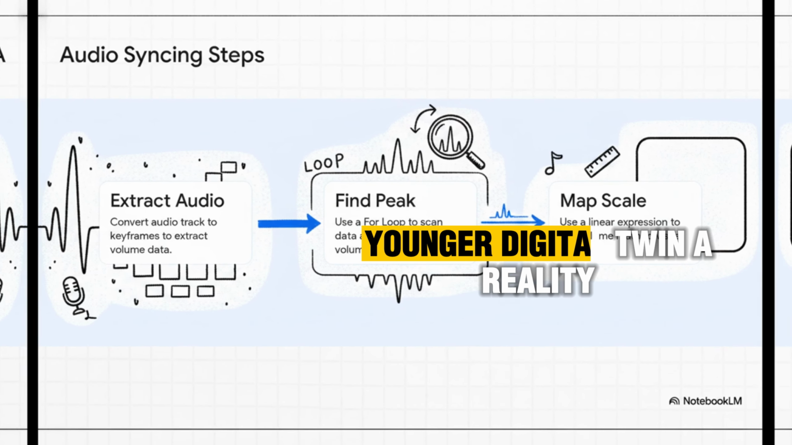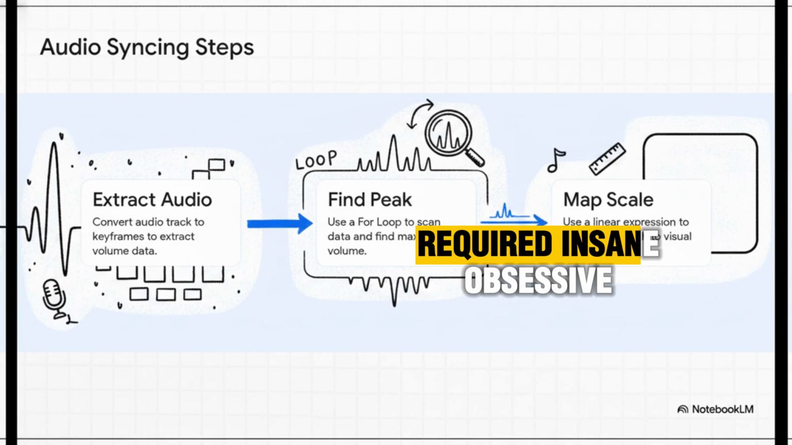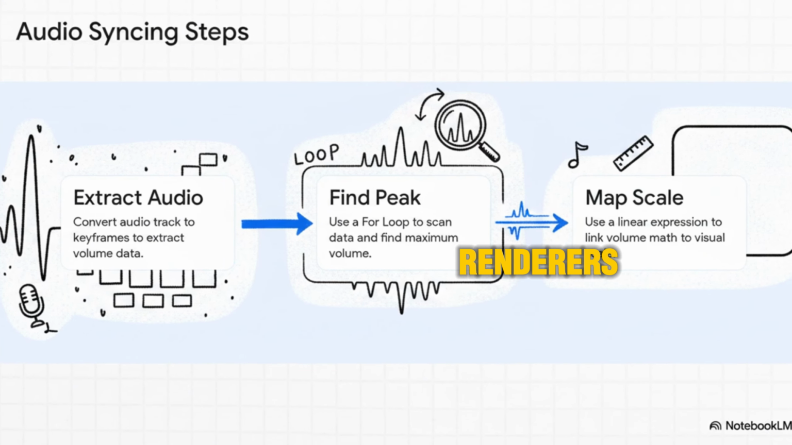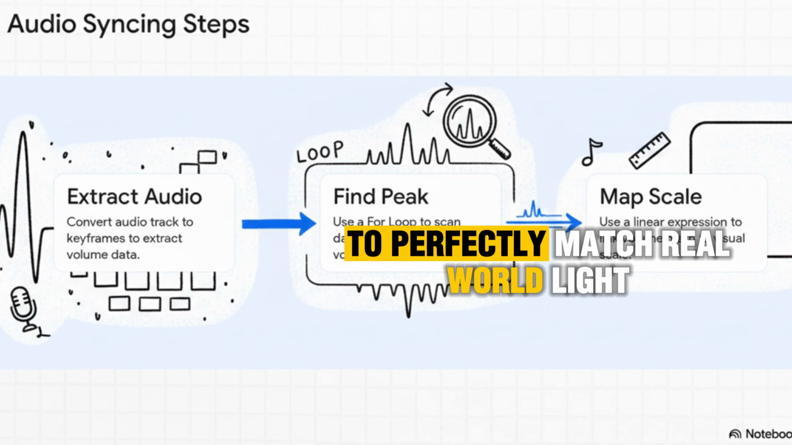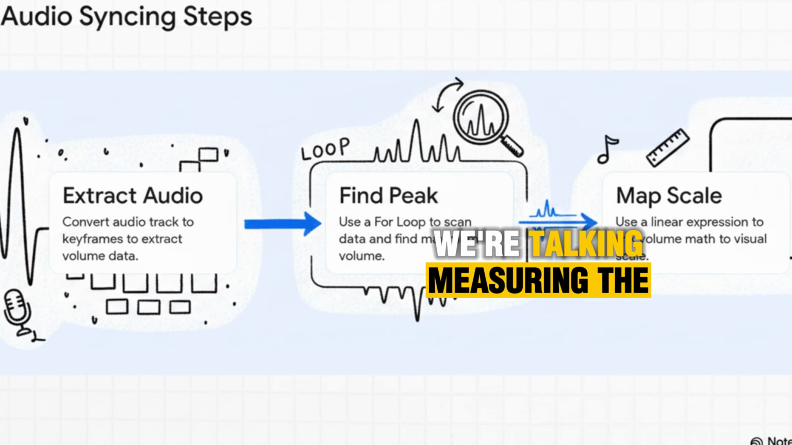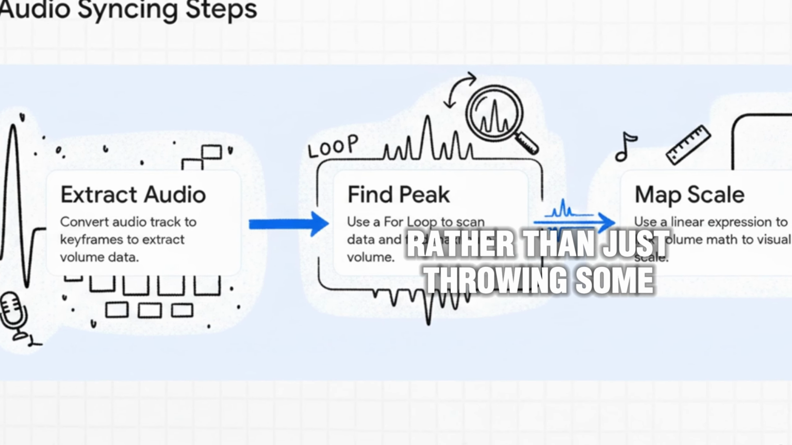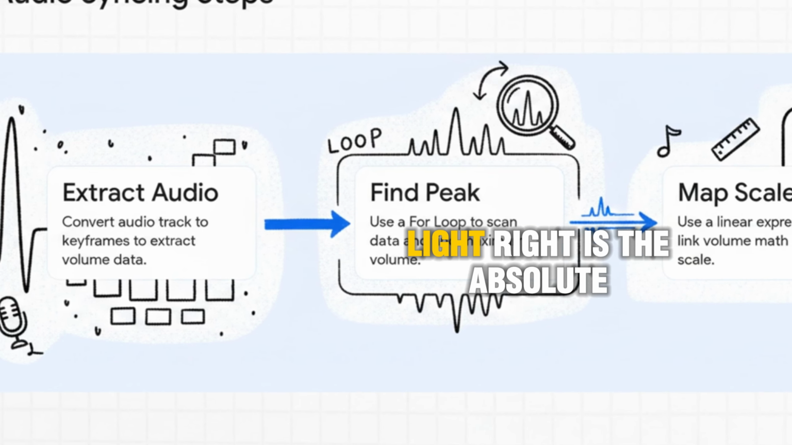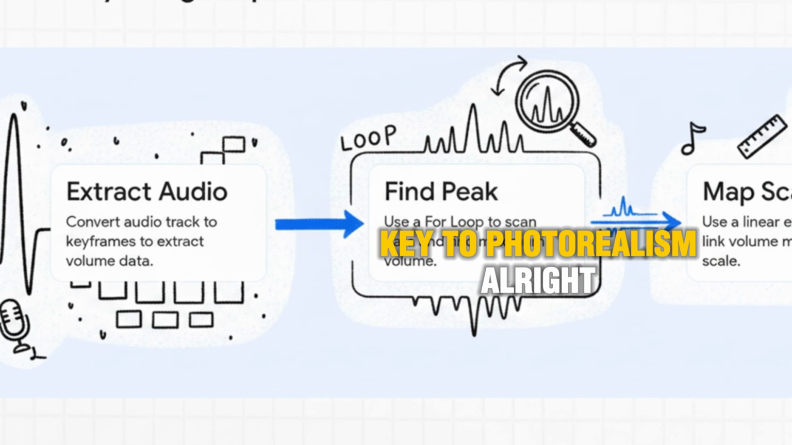Making Will Smith's younger digital twin a reality required insane, obsessive attention to light. They actually had to use spectral renderers to perfectly match real-world light physics. We're talking measuring the exact wavelengths of light on set rather than just throwing some basic RGB colors around. It completely proves that getting the light right is the absolute key to photorealism.